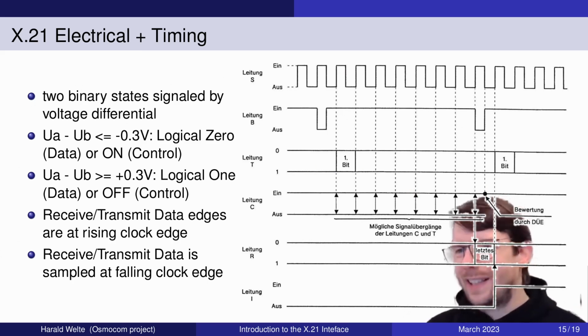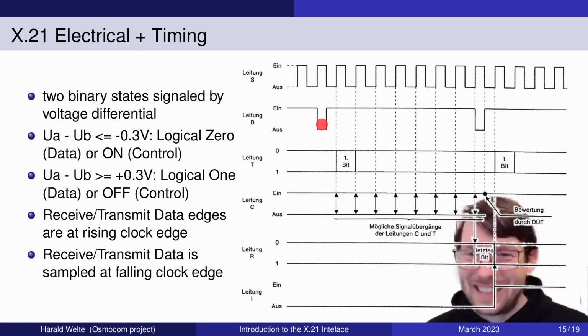Interestingly, this has changed between the 1988 and an earlier version of the spec. God knows why you would change such an important part of the interface. Yeah, but well, no comment. So yeah, that's the logic levels and the timing.